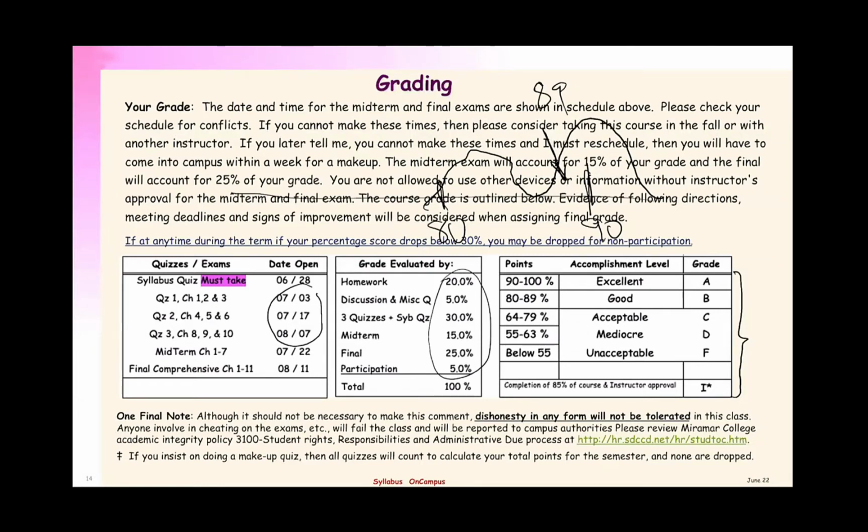But know that if you get a 90% or better, you're guaranteed an A. If you get an 80% to an 89%, or anywhere above 80%, you're guaranteed a B minimum. Okay, so just keep that in mind.